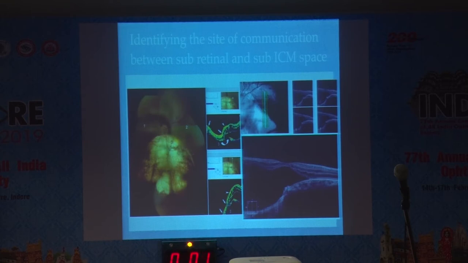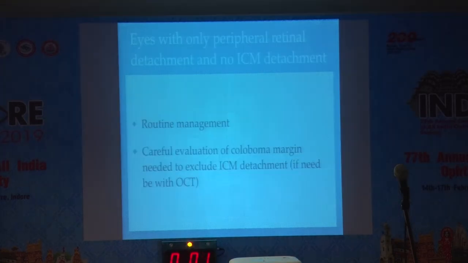But there's a caveat to this. When we manage the case during vitrectomy, we induce posterior vitreous detachment, and that can be a very violent process in these eyes. And because of the violent process, you actually induce more communications between subretinal and sub-ICM space, which probably were not there to start with. So it makes sense to treat the entire coloboma margin when you are inside the eye, rather than think that this area alone is having a communication.